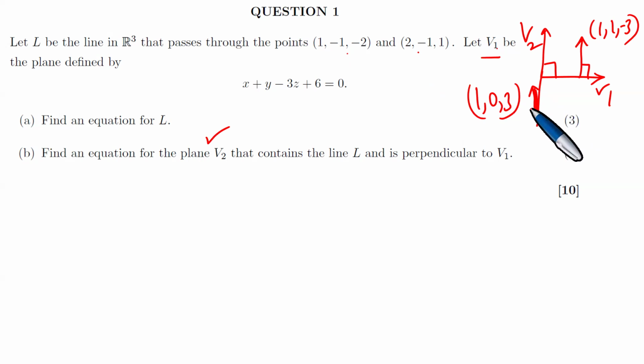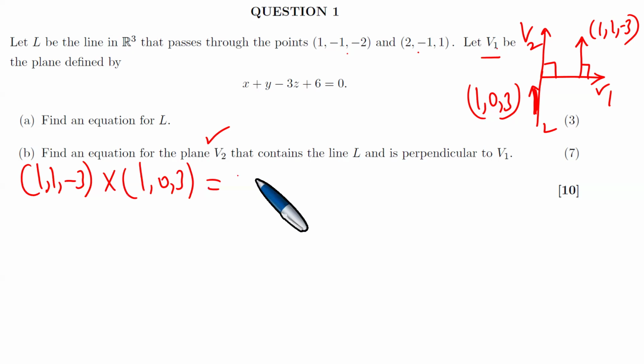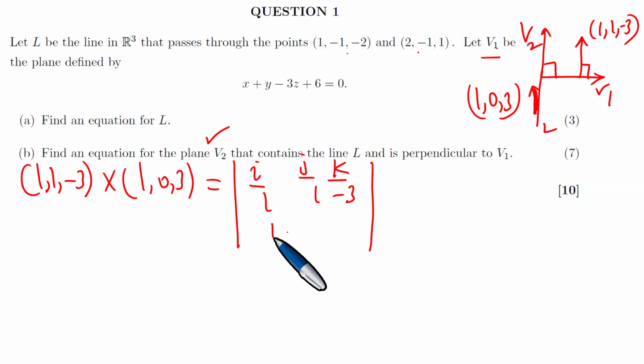Now, this is interesting. We therefore have two vectors: the vector 1, 1, minus 3, and the vector 1, 0, 3, which is i, j, k, and then with 1, 1, minus 3, 1, 0, 3. Now, these two vectors, a vector on the line, parallel to the line, this 1, 0, 3, and this one, are both parallel to the plane V2.